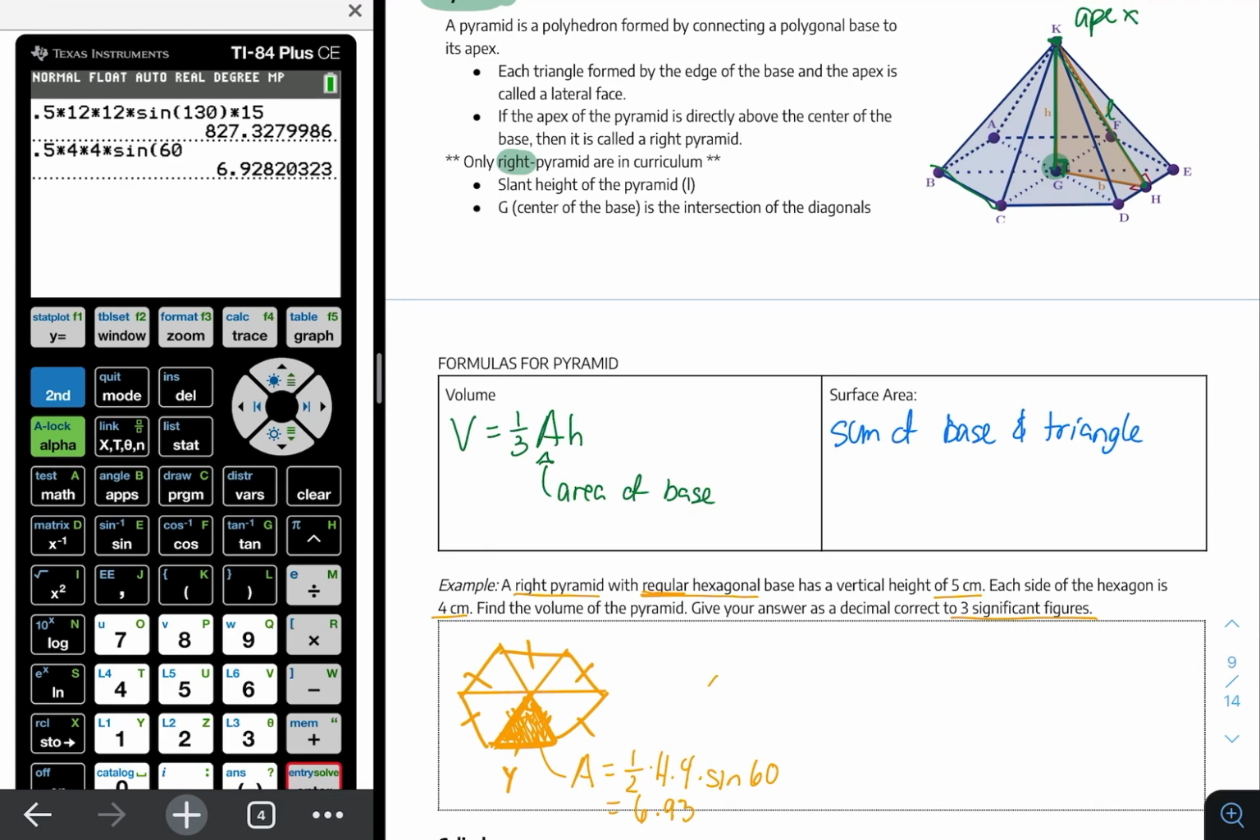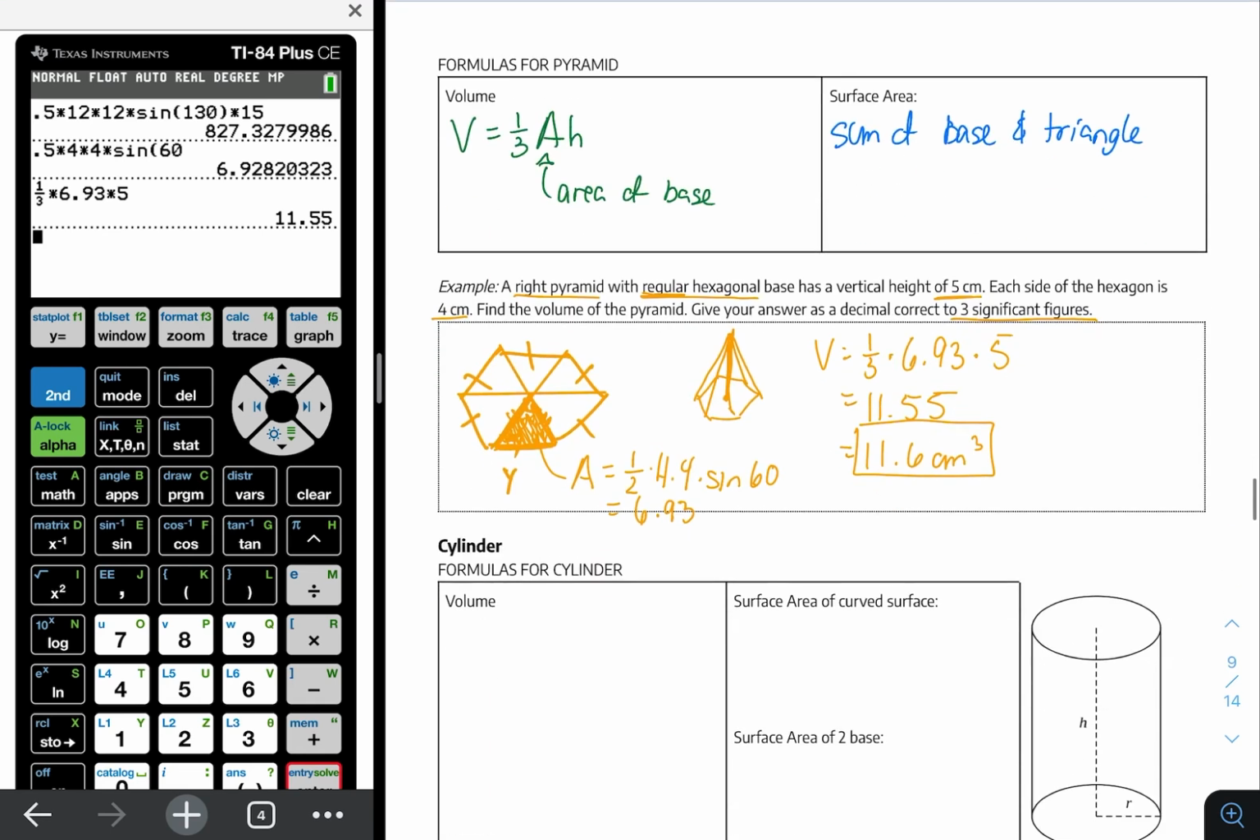So the pyramid has a hexagonal base, again, trying my best here, and then a pyramid connects it to the top. And we know that the vertical height, so from the apex to the center of our pyramid, is 5 centimeters. So the volume is going to be 1/3 times the area of my base times the height. And when you put that into the calculator, you get that the volume is 11.55, and we're asked to round to 3 significant figures, so 11.6 centimeters cubed.